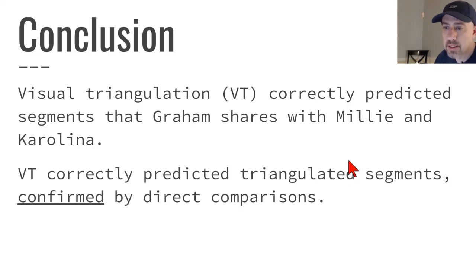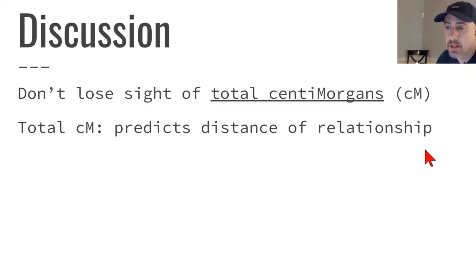But in conclusion, in reference to the case of Graham Bennett, visual triangulation correctly predicted segments that Graham shares with Millie and Karolina, and visual triangulation correctly predicted triangulated segments that ended up being confirmed by direct comparisons. And I've seen this over and over and over. I don't expect you to take my word for this. I'd ask you to take a look at this process for yourself and see how well things line up.